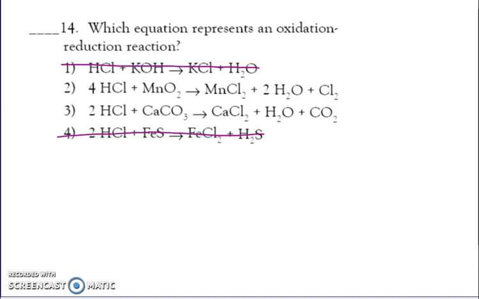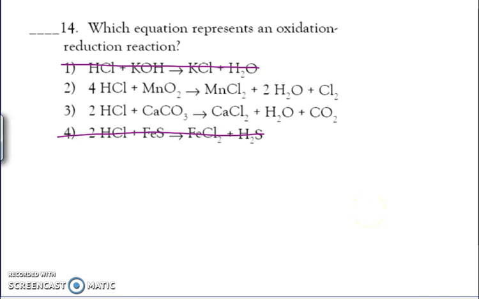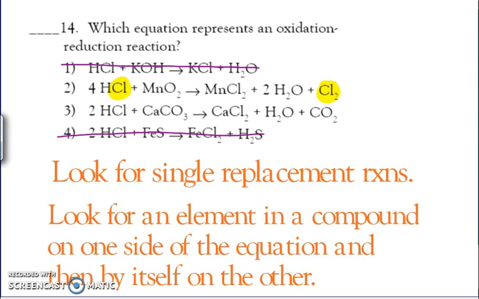The next trick is to look for an element that is by itself on one side and in a compound on the other. And then what we see over here, chlorine is in a compound. Over here, chlorine is all by itself. So those are the rules. Look for a single replacement reaction. And then we look for an element in a compound on one side, and then by itself on the other.